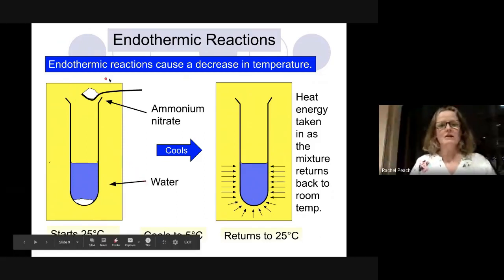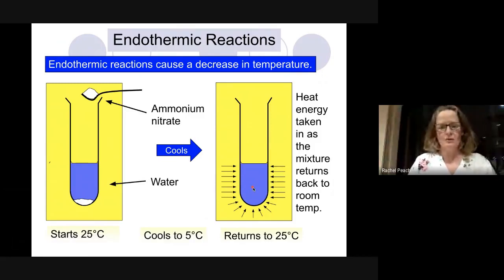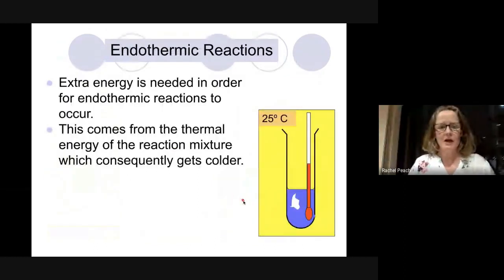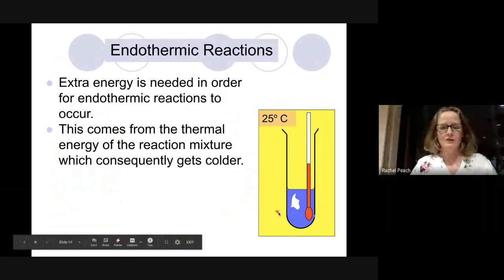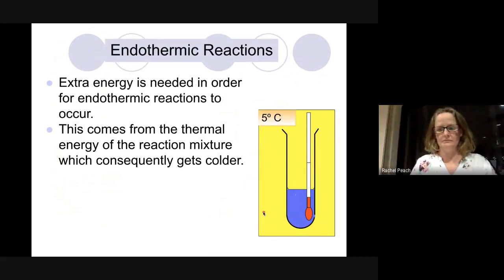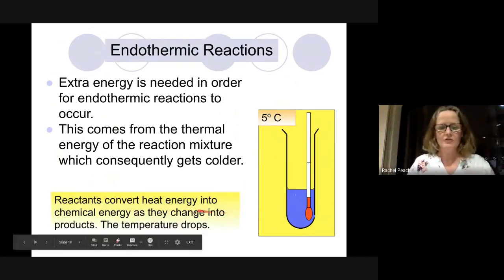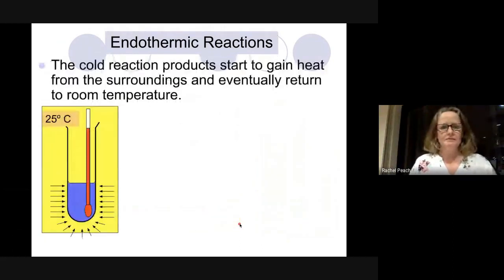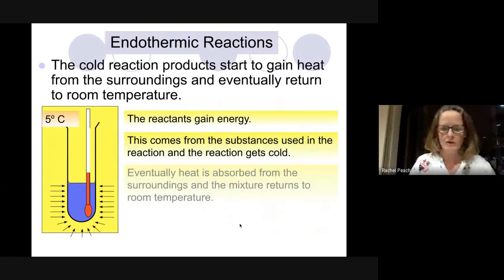So endothermic reactions decrease the temperature, cool it, and then the temperature goes back up to room temperature. So extra energy is needed for endothermic reactions to occur, and it comes from the reaction mixture, which then gets colder. Reactants convert heat energy into chemical energy as they change into products. Reactants gain energy. This comes from the substance, it gets colder, and then heat energy from the surroundings returns the mixture to room temperature.